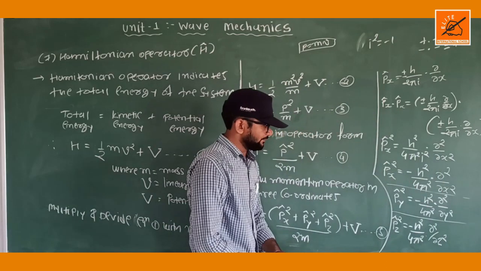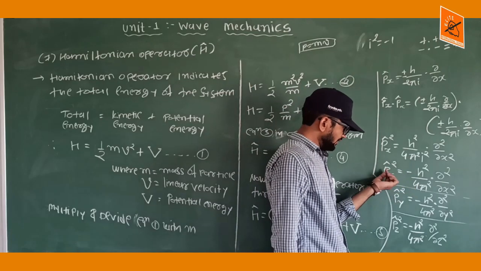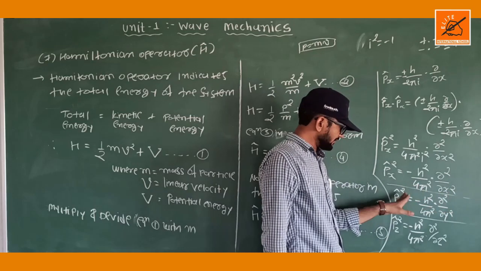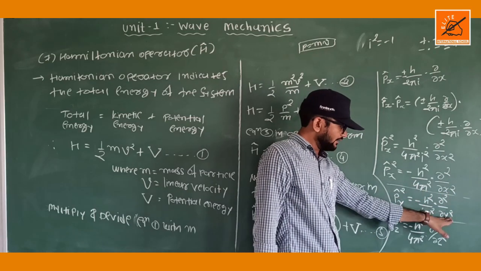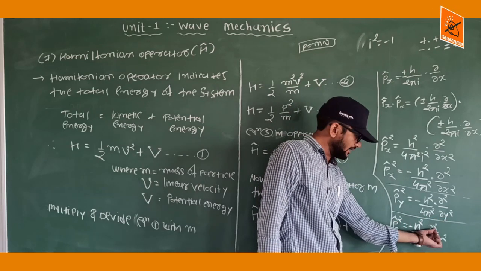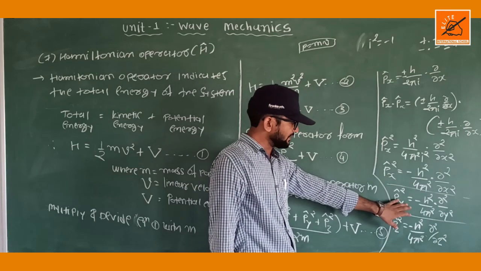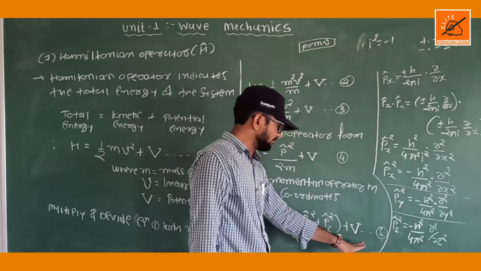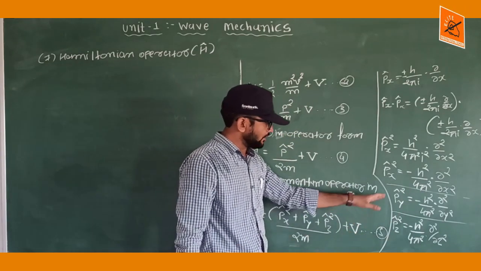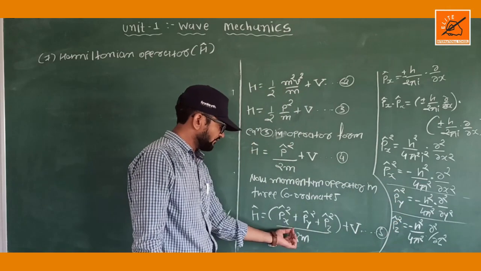Here in px, py, pz only the variable changes. Suppose the momentum operator belongs to the x direction, then del by del x. Momentum operator belongs to the y direction, then del by del y. And momentum operator belongs to the z direction, it means del by del z. Okay. So now put the value of px square, py square and pz square in equation number 5.